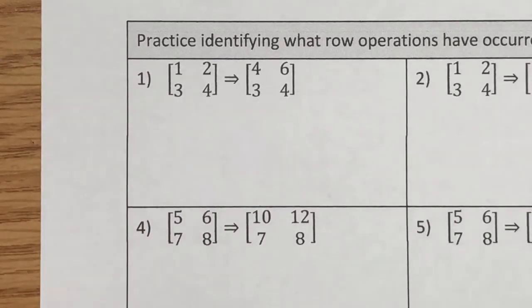So starting off here on the bottom, we're going to identify what row operations have occurred and label the changes in standard form. So we're going to label the changes according to what we saw earlier. So let's take a look.